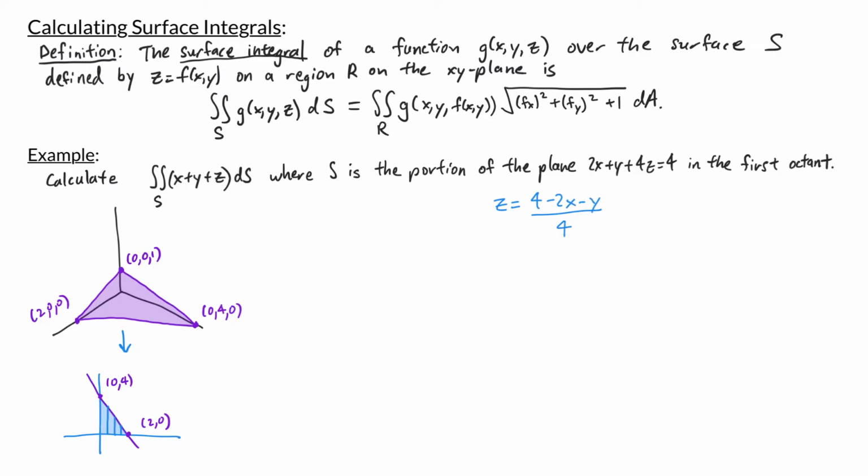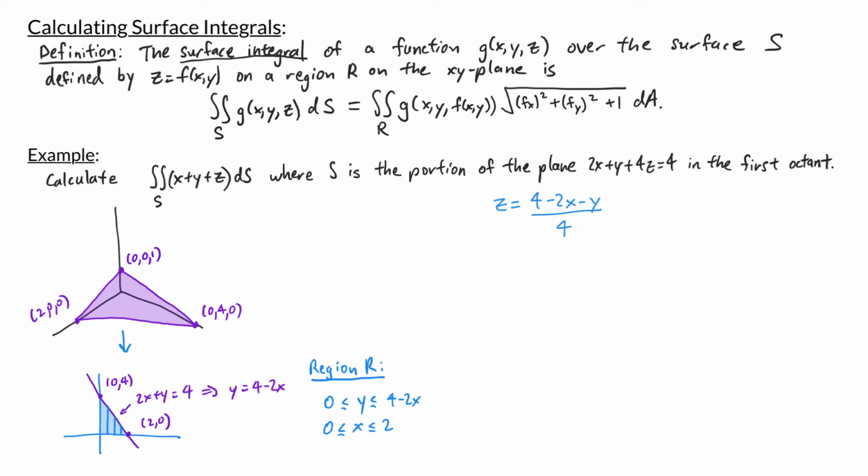Now I can find the equation of the line by setting z equal to 0 in the equation for my plane. By doing that, I'm intersecting my surface with the xy plane. So when I set z equal to 0, I'm left with 2x plus y equals 4, which I can solve for y to get y equals 4 minus 2x. So that's the upper bound for my y. My lower bound for y is the x-axis, y equals 0. And finally, I know that my region goes from x equals 0 to x equals 2.